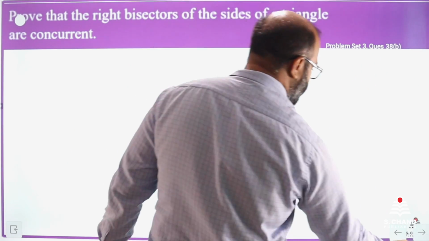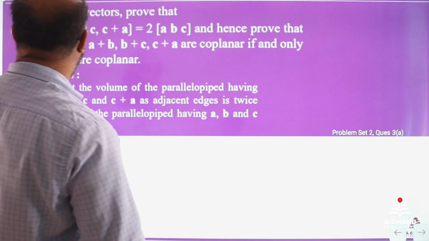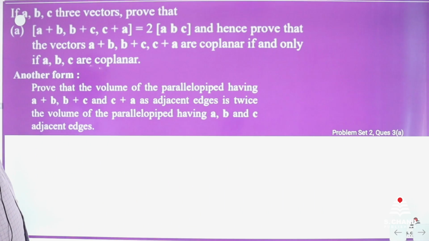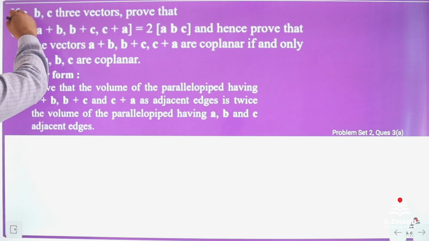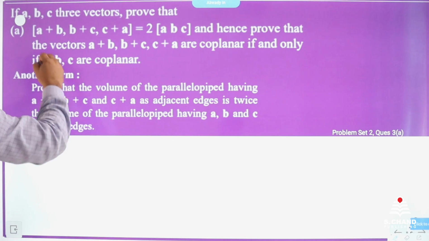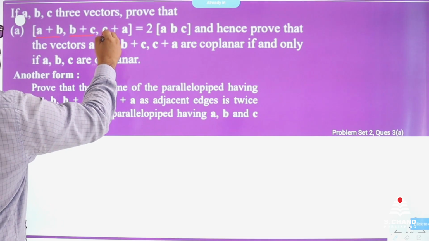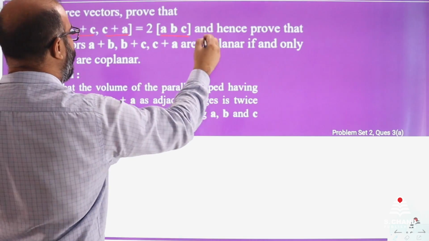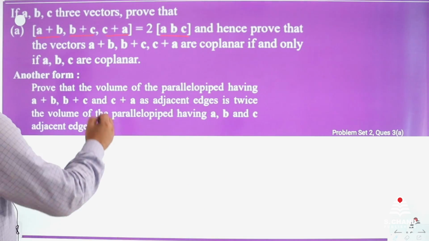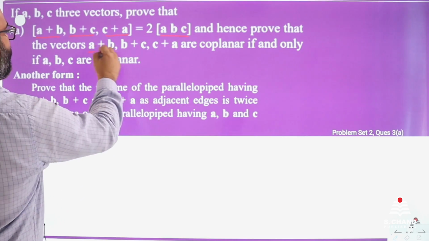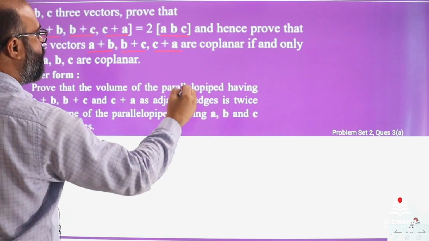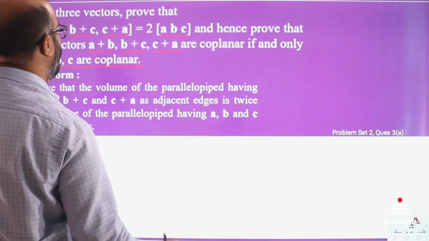Now let us come to the next question. If A, B, C are three vectors, prove that the scalar triple product of A plus B, B plus C, C plus A is equal to 2 times the scalar triple product ABC. Further, we have to prove that A plus B, B plus C, C plus A are coplanar if and only if A, B, C are coplanar.